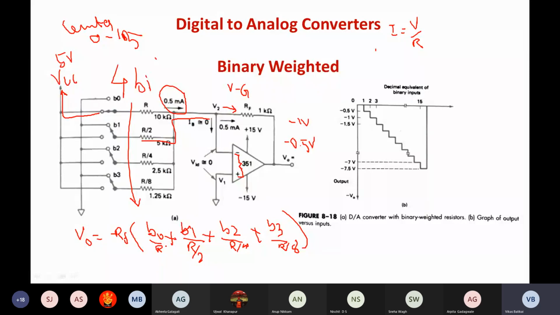So accordingly you set up the values, and for B0, B1, B2, B3 right from 0 0 0 0 till 15, you keep on giving the values and you get the output. So once I do this, I'm going to get the output in this manner, as a kind of negative going staircase with 15 steps.